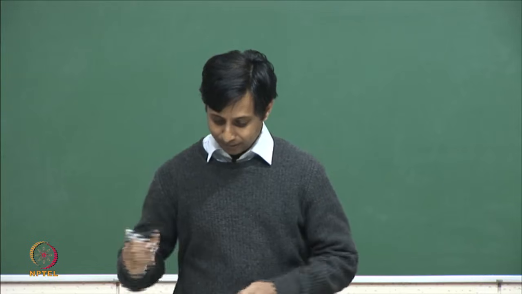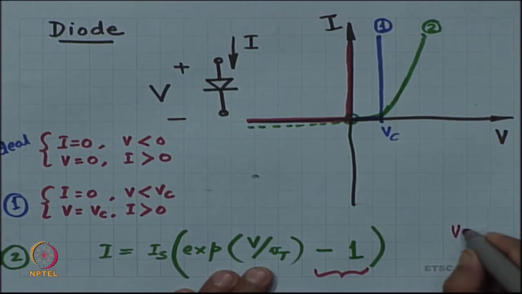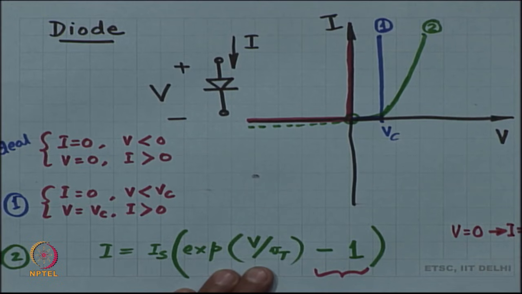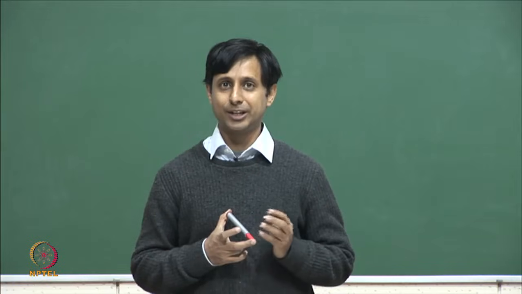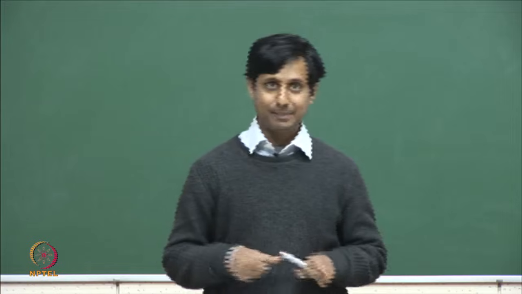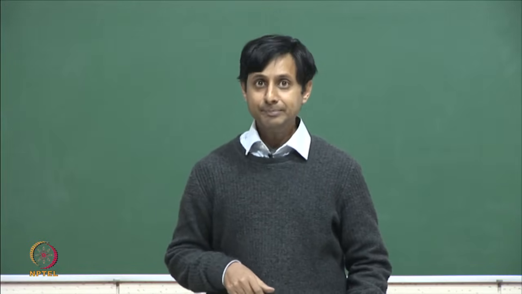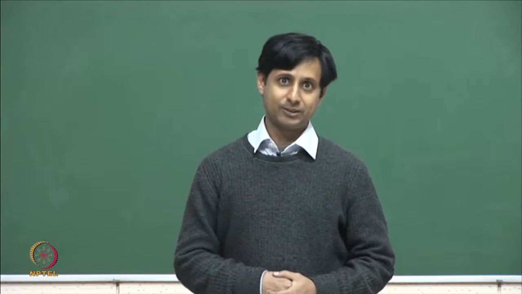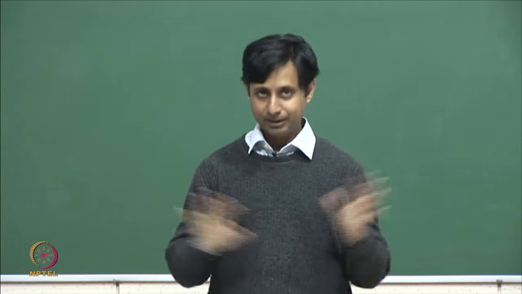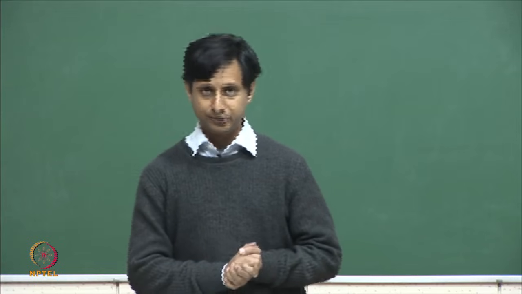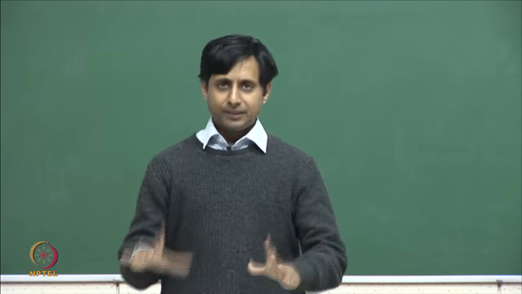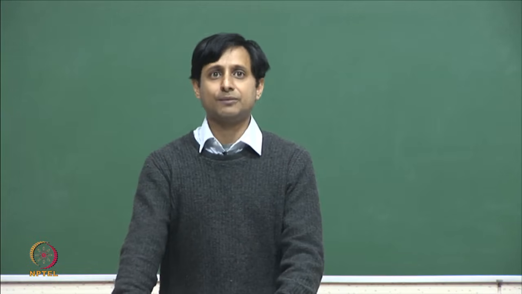Because at V equal to 0, I has to be equal to 0. If it is not equal to 0, then the device can generate power, and this is a passive device. Okay. So, that is why you have to put that -1 if you want to work close to V equal to 0. Okay. So, these are the abstractions of the diode.